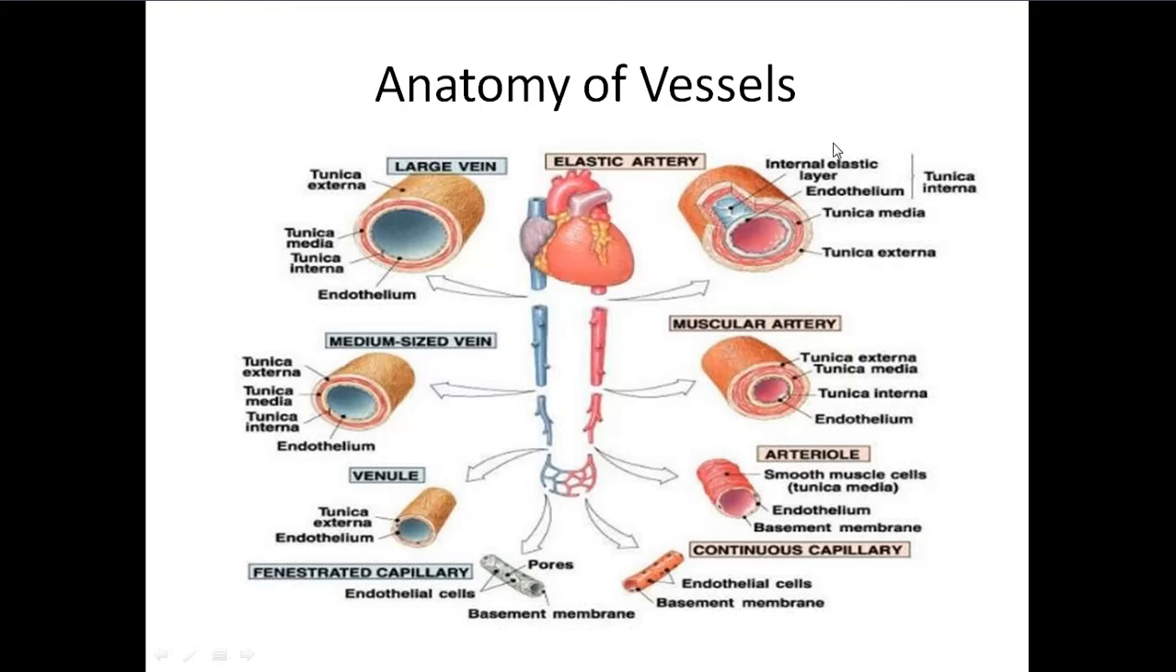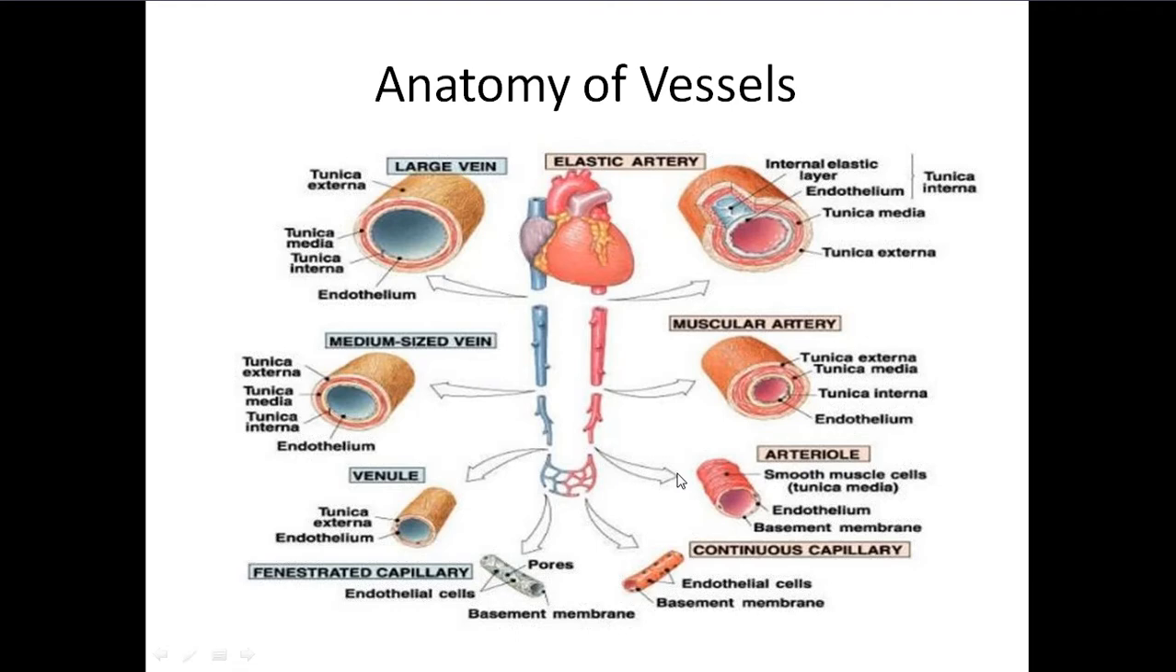Here you can see the presence of the internal elastic layer in the elastic arteries, the large arteries. Whereas in the muscular arteries, there is no elastic layer. And in the veins, there is none, whether the large vein, the medium-sized vein, or venules.